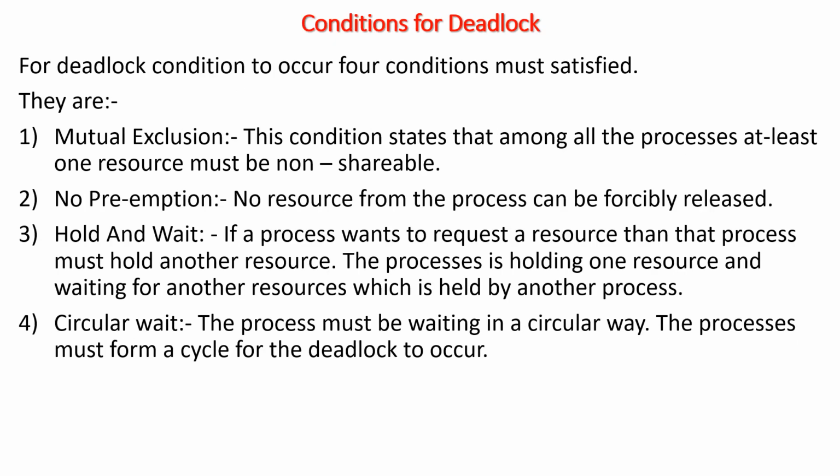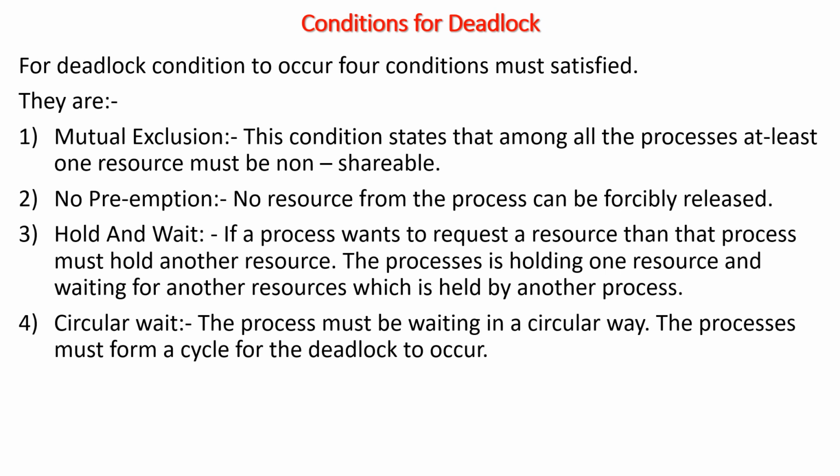There are four necessary conditions for deadlock to occur. They are mutual exclusion, no preemption, hold and wait, and circular wait. What is mutual exclusion? When at least one resource must be non-shareable by a process, then the condition of deadlock will arise. And no preemption means no resource can be forcibly released from the process; the process can only release its resource voluntarily by itself. Other processes cannot forcibly take the resource from that process. So it is called no preemption.